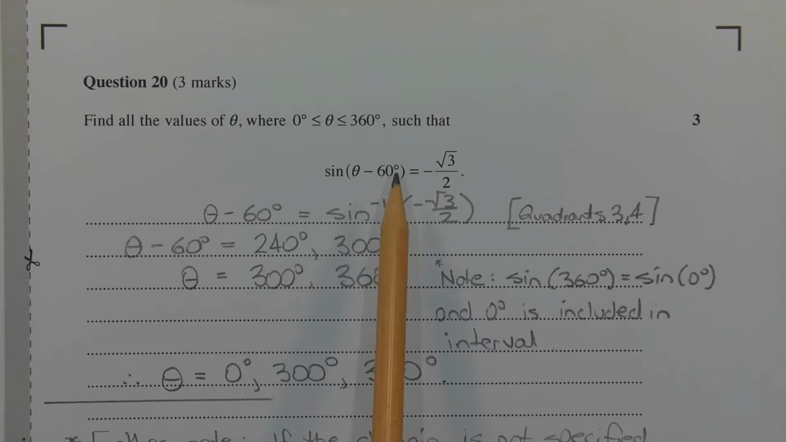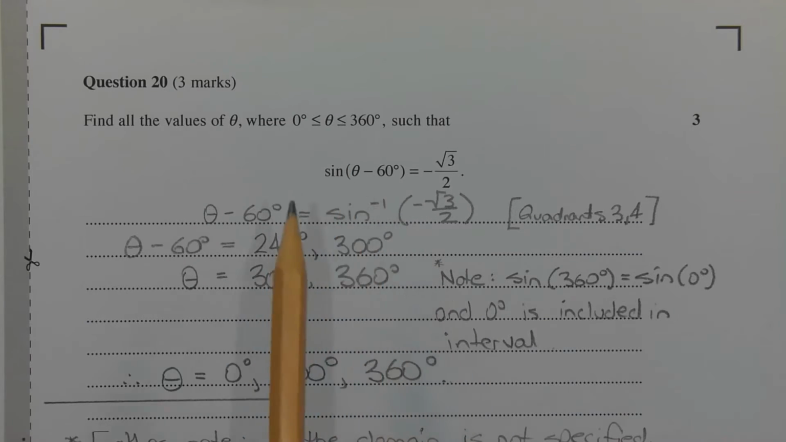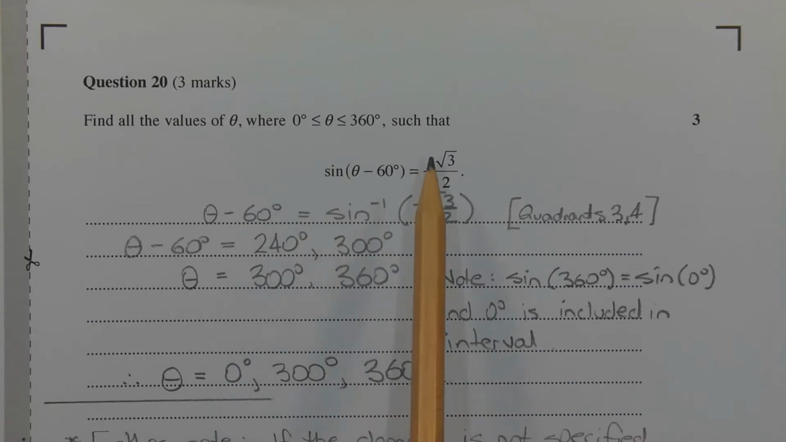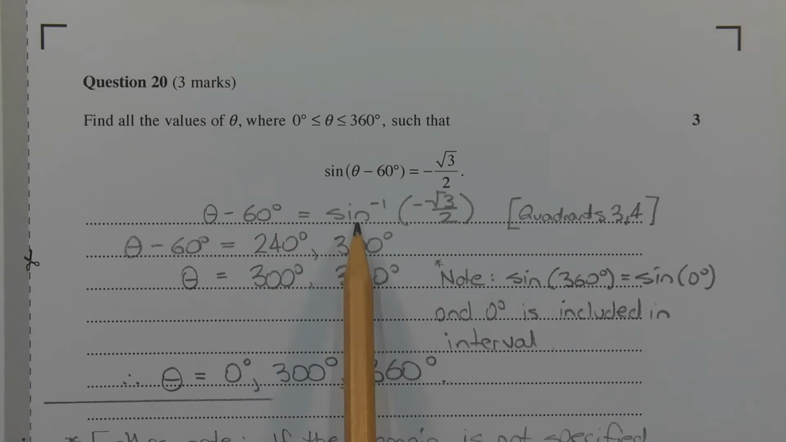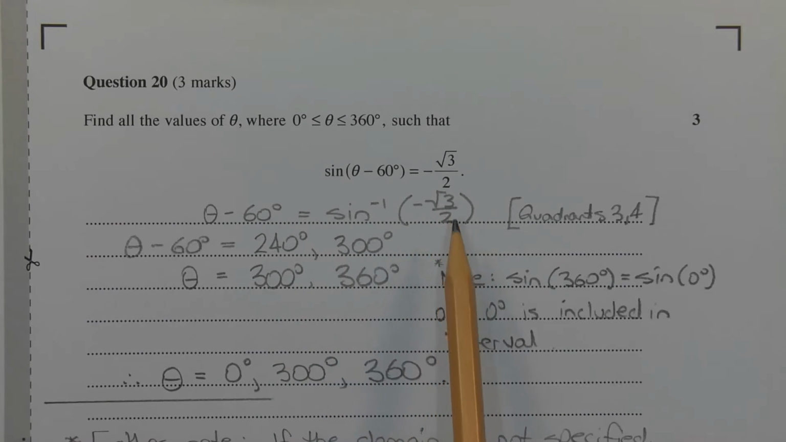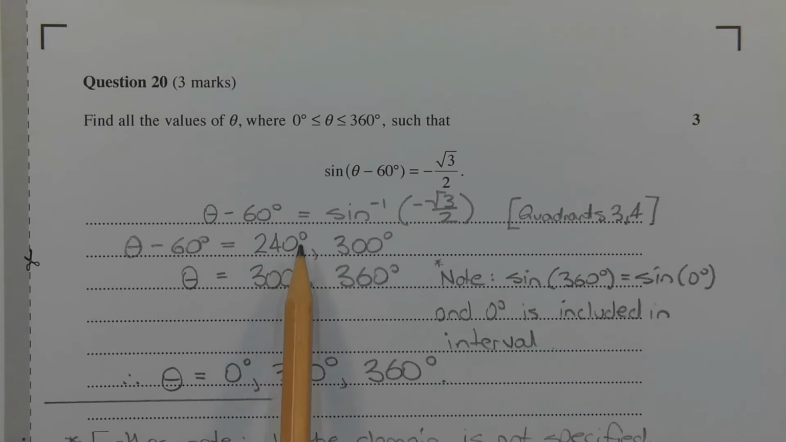The next step is to isolate theta minus 60 degrees. We need to cancel out the sine operation by taking the inverse sine of both sides of this equation. Effectively, we're moving the sine over to the other side and it becomes inverse sine. On your calculator, usually that's shift sine. So theta minus 60 degrees is equal to the inverse sine of negative root 3 over 2, and that gives us two angles. It could either be 240 degrees or 300 degrees.